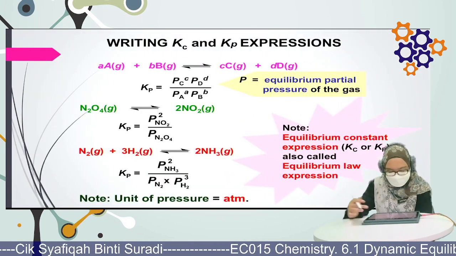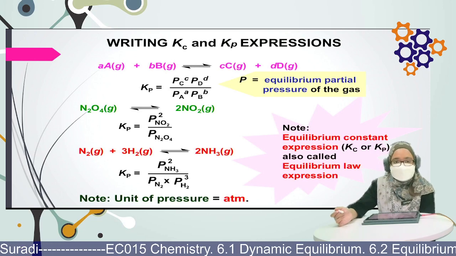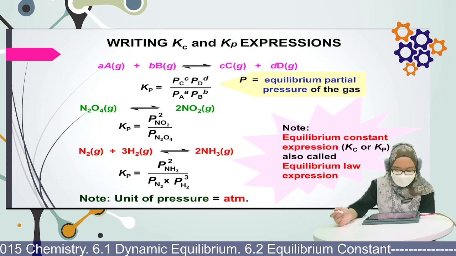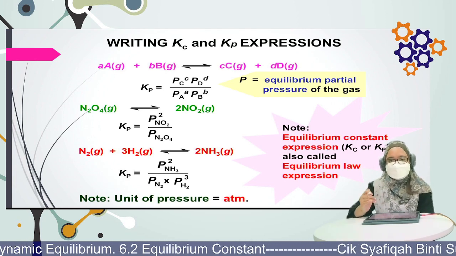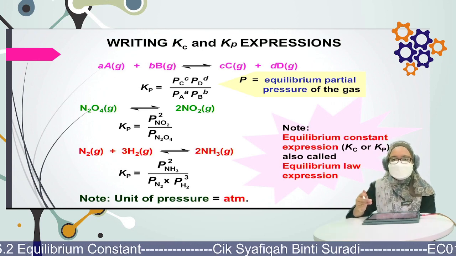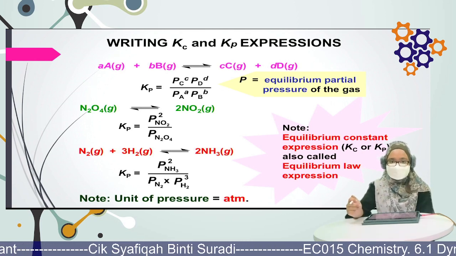So dekat sini, okay, kita nak tengoklah macam mana nak tulis equilibrium constant in terms of Kp dan juga Kc. Okay, tadi kita dah tengok Kc punya. Sekarang kita nak tengok Kp. So ingat equilibrium constant expression in terms of partial pressure hanya applicable untuk gas sajalah. Okay, sebab gas yang ada partial pressure kan.